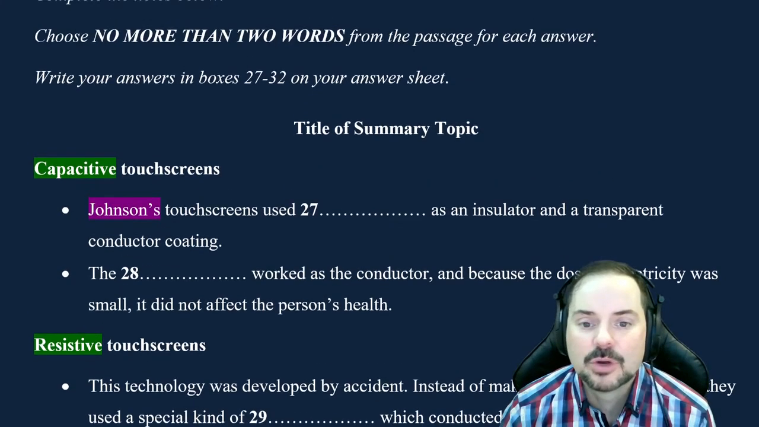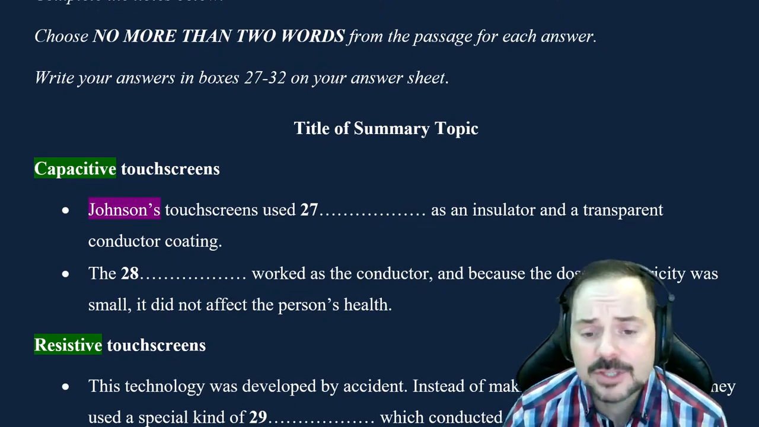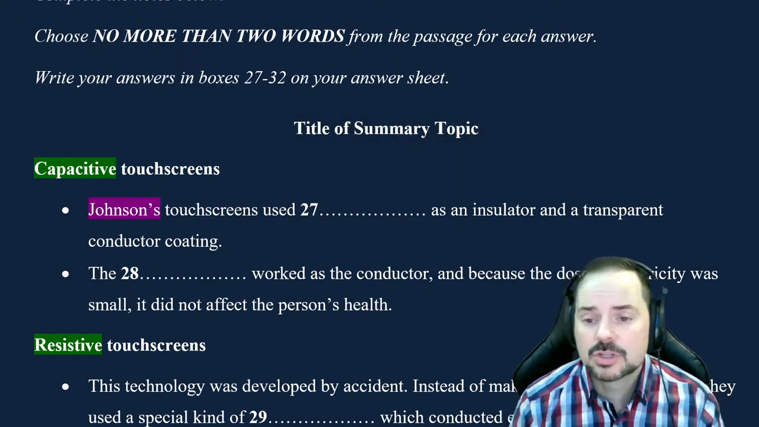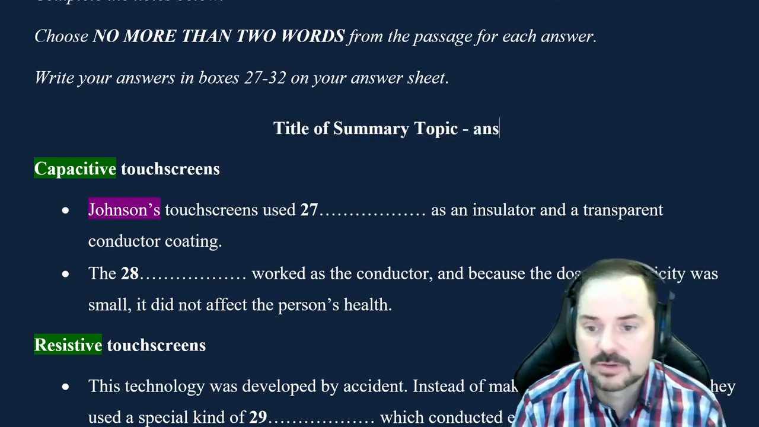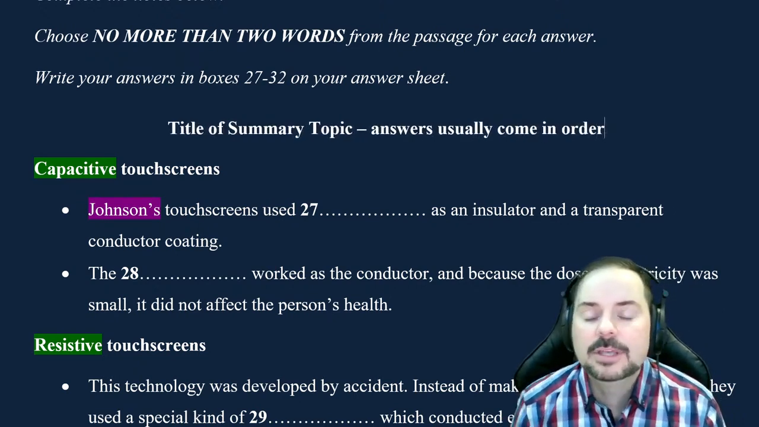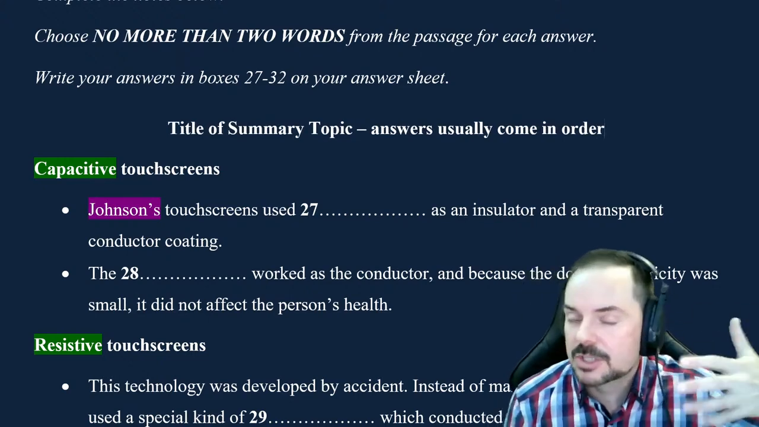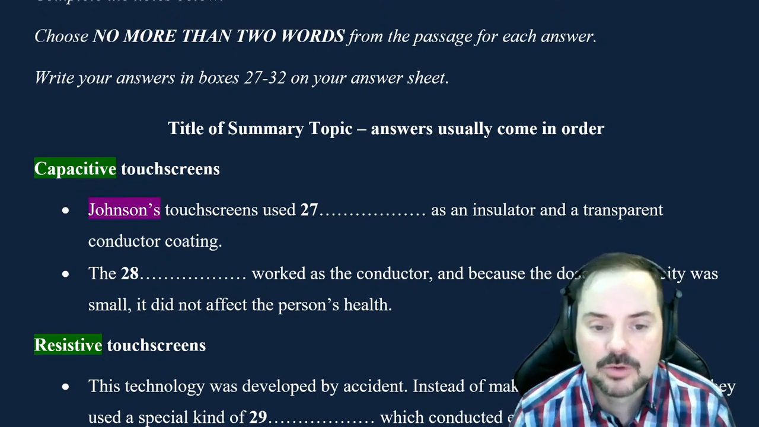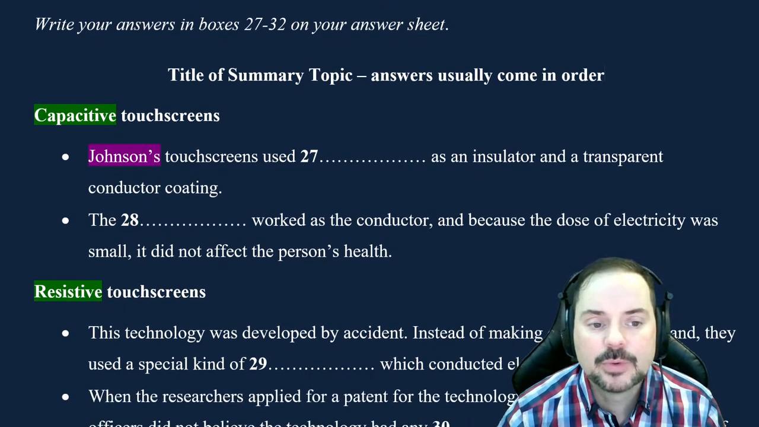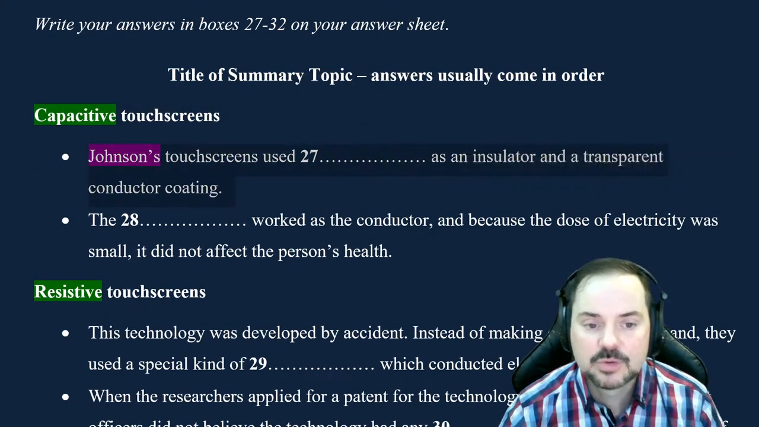Let's do some of these questions for this reading. Don't panic, I'm here to help you. Okay, so here we go. Let's look at the first bit here. This question, the title of the summary topic, the answers usually come in the order of the passage for this type of question, okay? Even though the questions and answers come in order, you shouldn't be searching for every question. We'll do our best here though, okay? Go ahead and read this part here, capacitive touchscreens, and then read the first question.